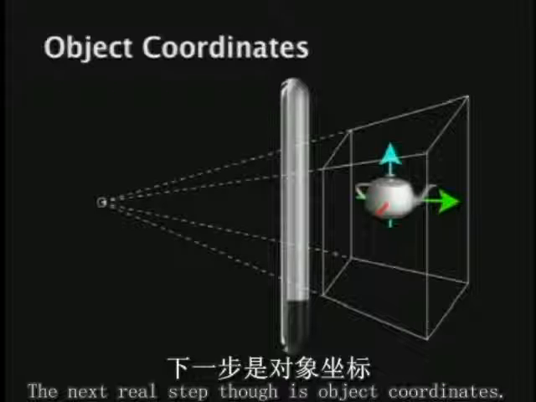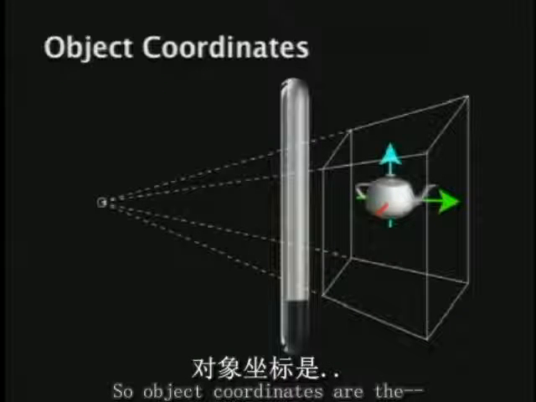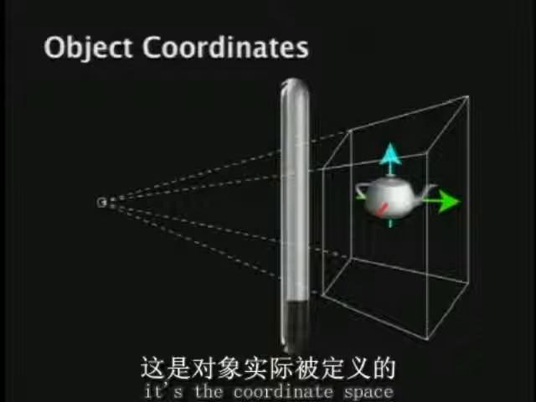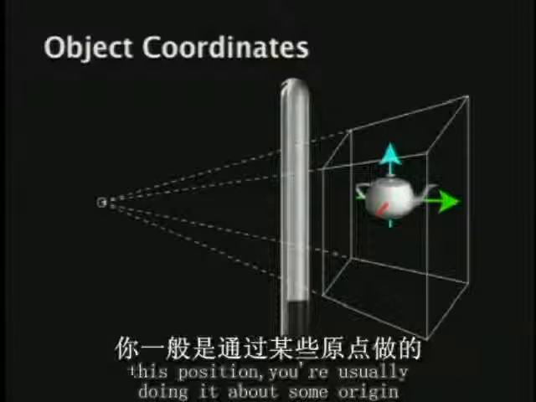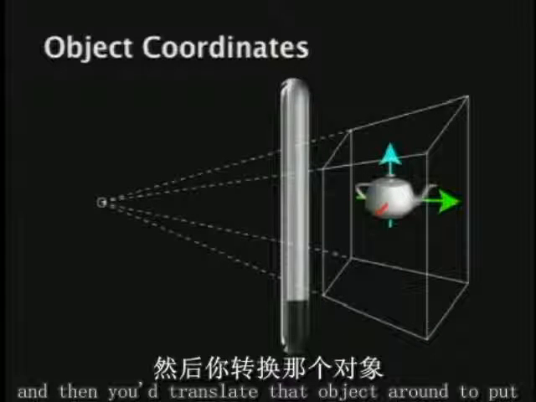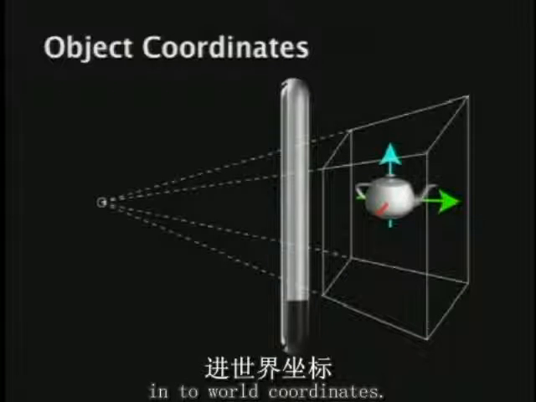The next real step, though, is object coordinates. So object coordinates are the coordinate space in which the objects are actually defined. So when you say draw a triangle at this position and this position, this position, you're usually doing it about some origin, and then you translate that object around to put it into world coordinates.